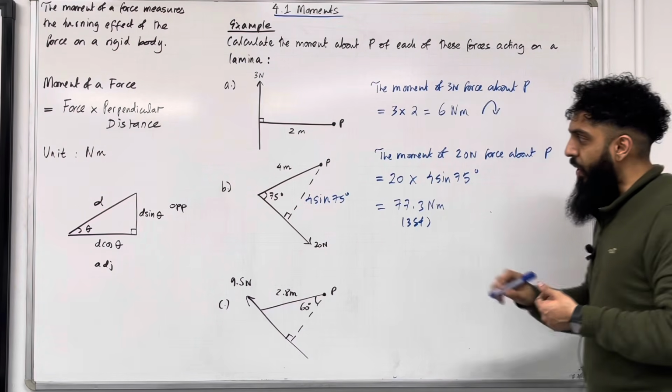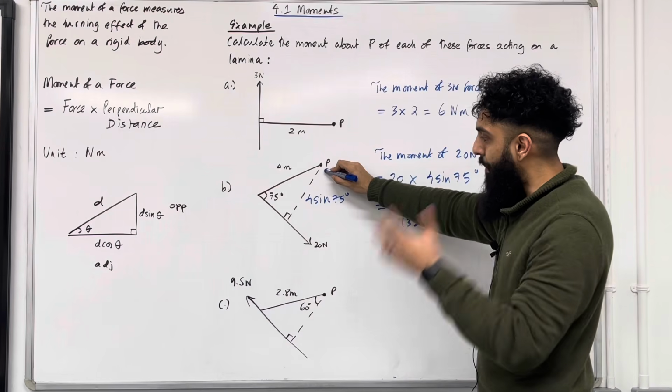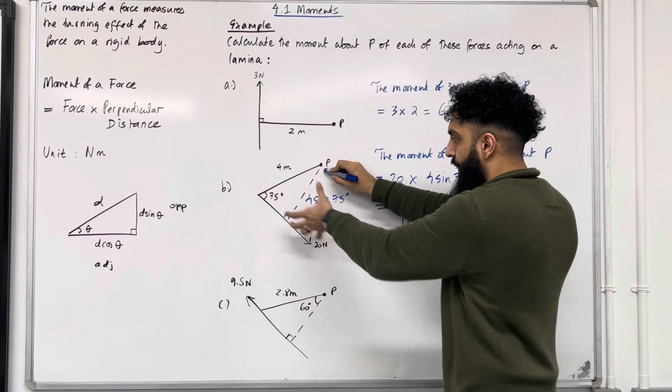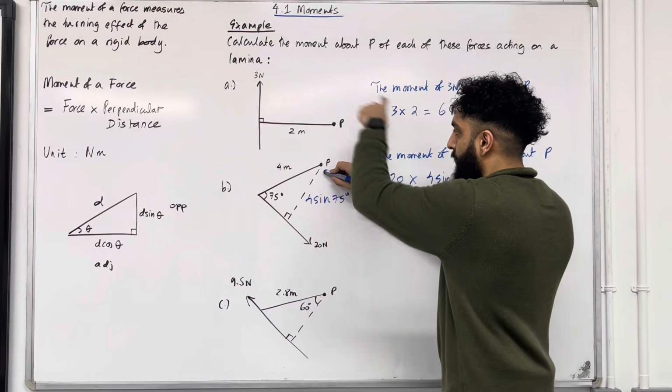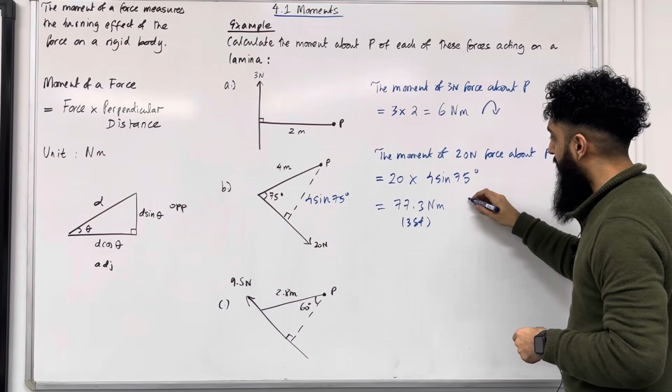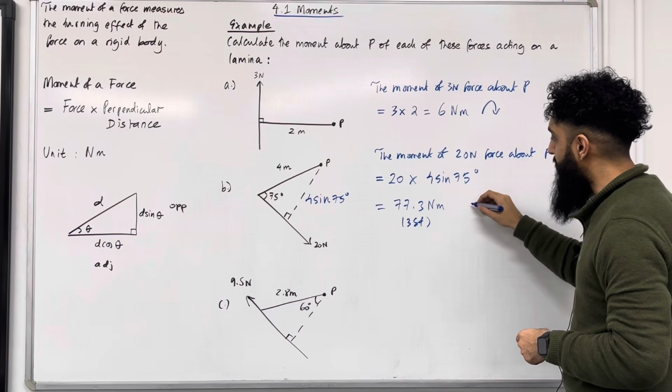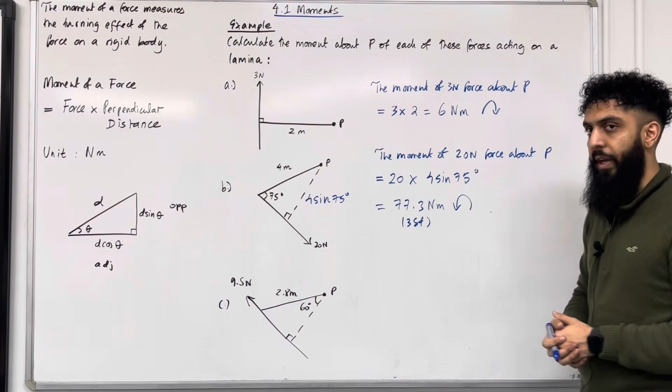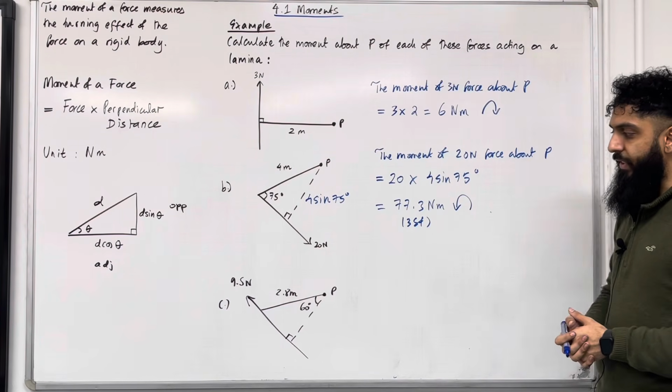Suppose I hold the point P and I apply the 20 Newton force. This is going to take the entire lamina anti-clockwise. So the direction in this scenario is 77.3 Newton meter going anti-clockwise. Let's have a look at part C.